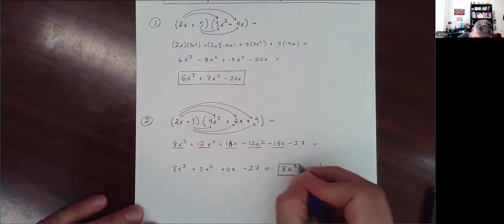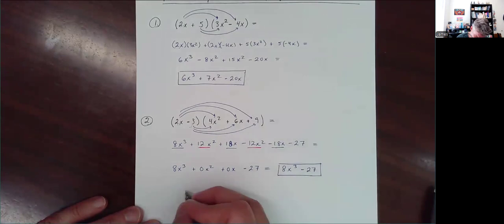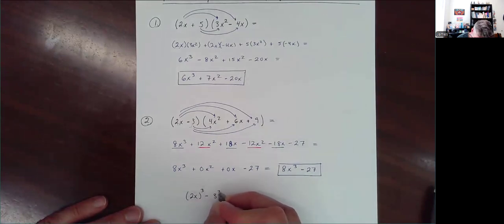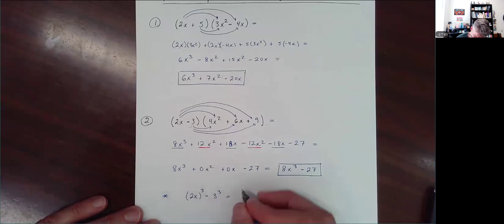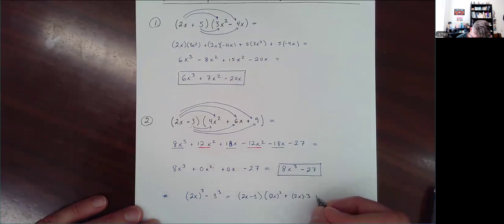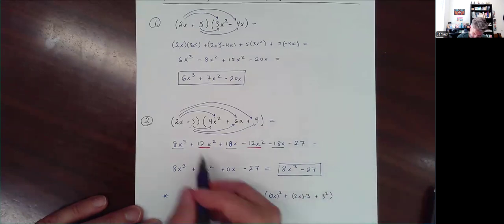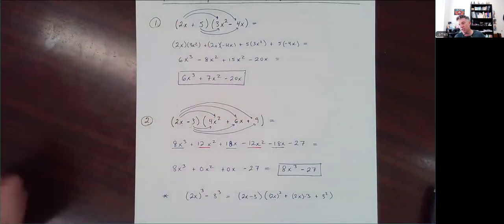One thing I want to point out is that this is actually a difference of cubes. So 8x cubed minus 27 is really (2x) cubed minus 3 cubed. And you can always factor a difference of cubes as the first thing minus the second thing, so 2x minus 3, times the first thing squared, plus the first thing times the second thing, plus the second thing squared. And that's exactly what we started off with: 2x minus 3 times 4x squared plus 6x plus 9. It's kind of a fun fact.